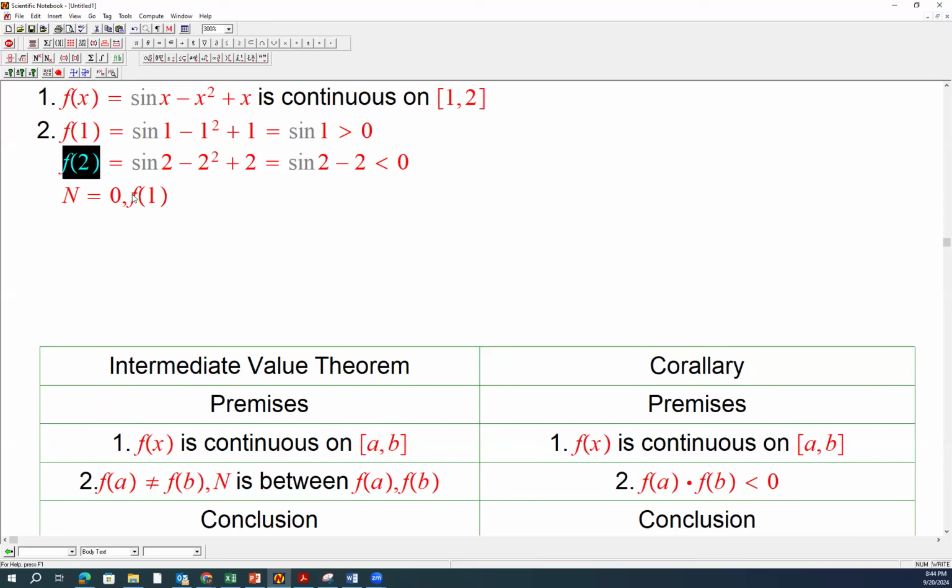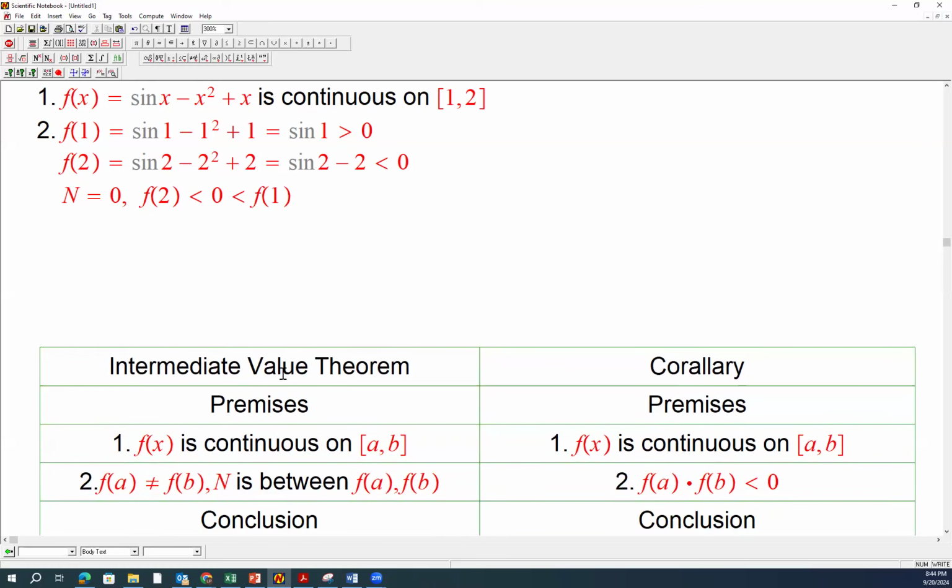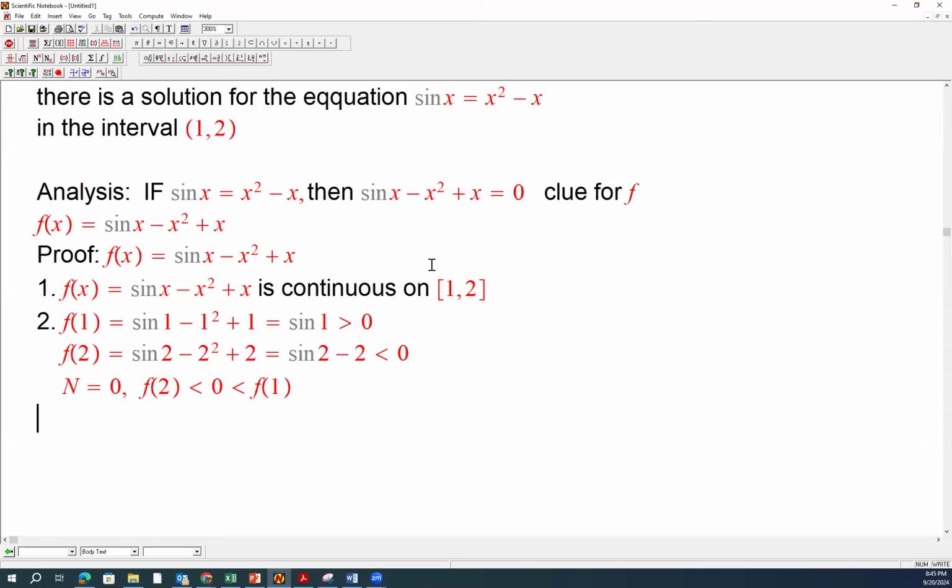f of 2 is less than 0, and 0 is less than f of 1. If you insist to do this, I have no objection, okay? But it's not entirely necessary because it's pretty obvious. And then we're going to apply the conclusion of that theorem.